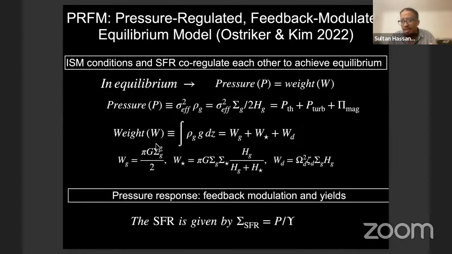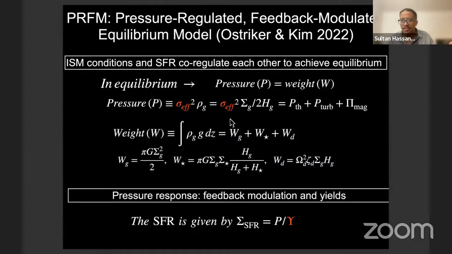When you account for all these equations, which are just analytical equations, you can come up with a recipe for how to model the gas height, H_g, which is very uncertain. And the last one is how you get the star formation. Once you have this relation set between the pressure and the weight, you can have some feedback modulation and yields, and basically the star formation is more correlated to the pressure than to what you see in the Schmidt relation. Okay, so this is nice old theory. What are the parameters we're missing here? There are two parameters we're missing. Sigma effective, which is the velocity of the gas, which we don't know how to model on large scales. And also epsilon, which is the feedback.